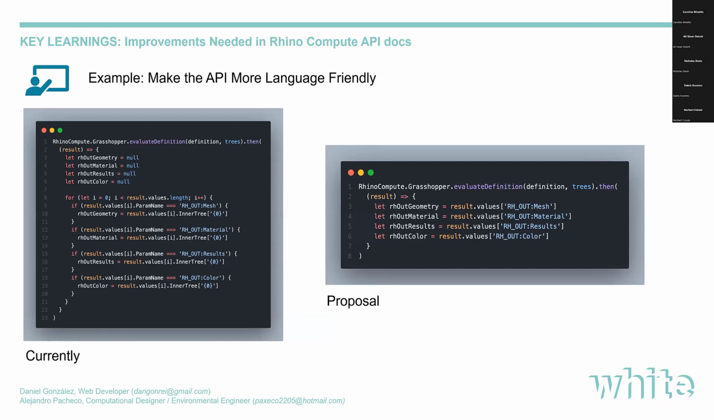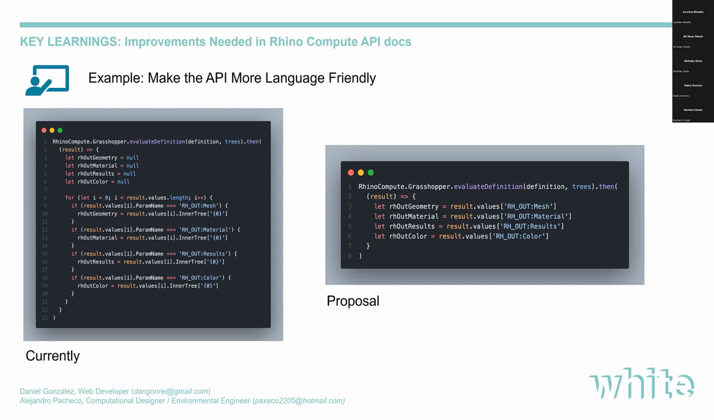Well, so this is what you have to do when you get that result from Rhino. On the left-hand side, if you understand a bit of JavaScript, you have to define some variables, then iterate over some objects, compare different strings, and then if the string matches, you go to a property named curly braces, 0 curly braces, which is not very common.